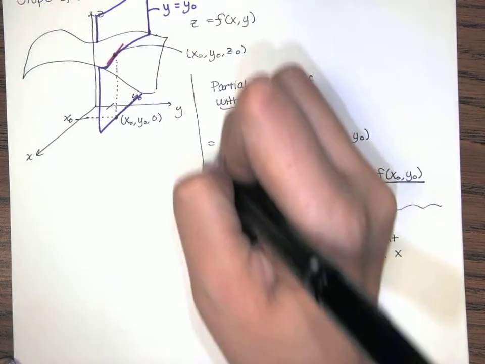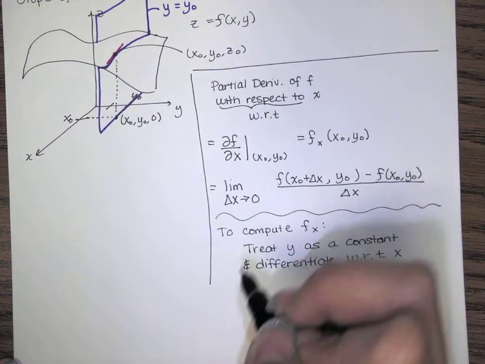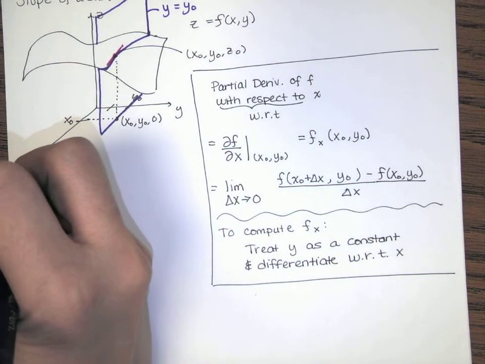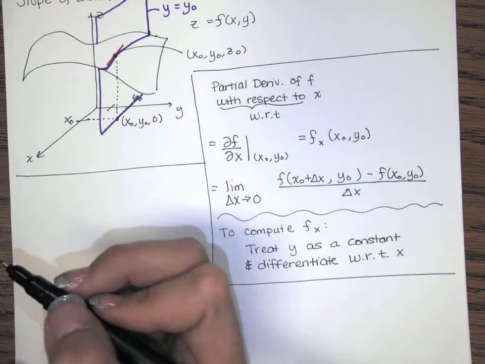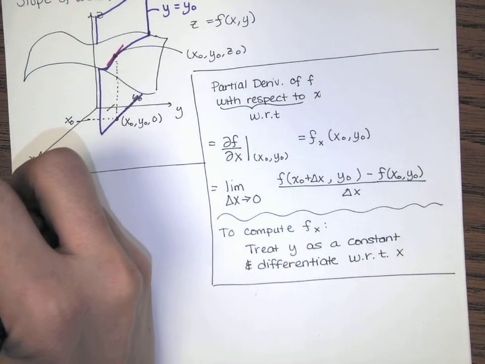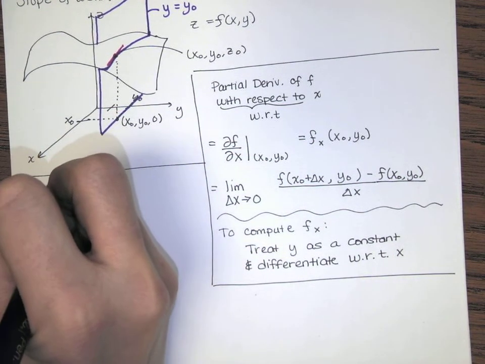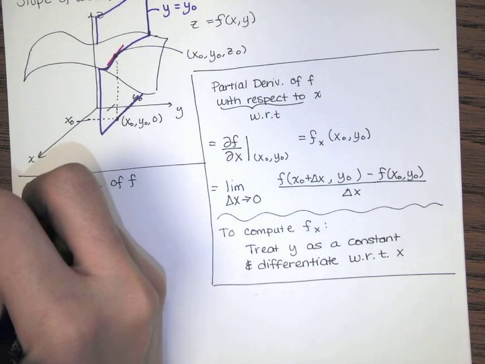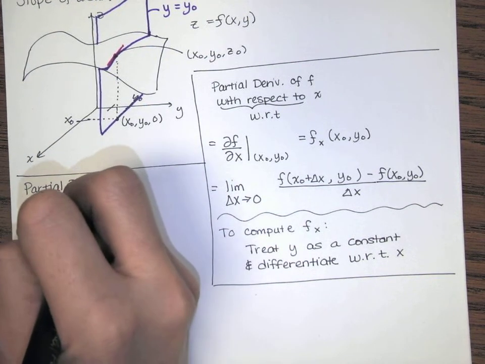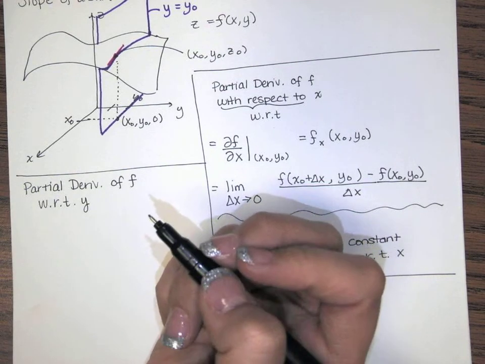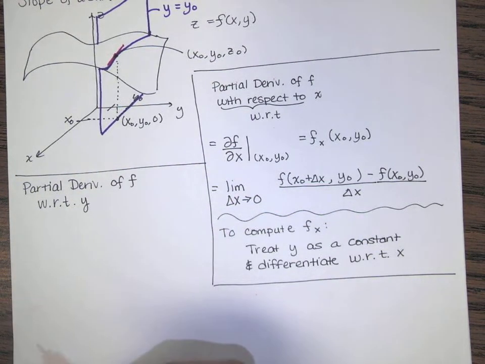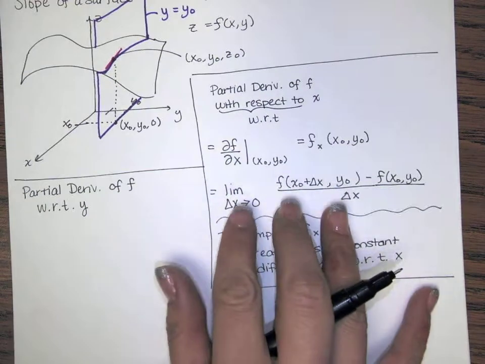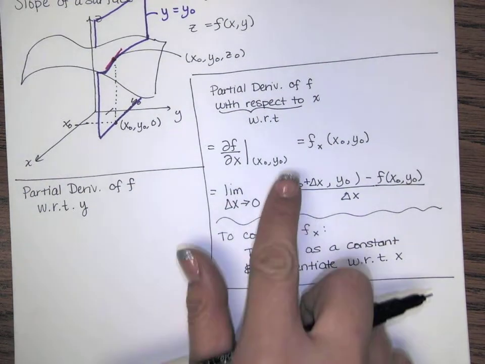So that's partial with respect to x. You can imagine how this goes for the partial with respect to y. It's very similar. If I want the partial derivative of f with respect to y, this is giving me slope of the surface in the y direction, whereas this was giving me slope of the surface in the x direction at that point x naught, y naught.